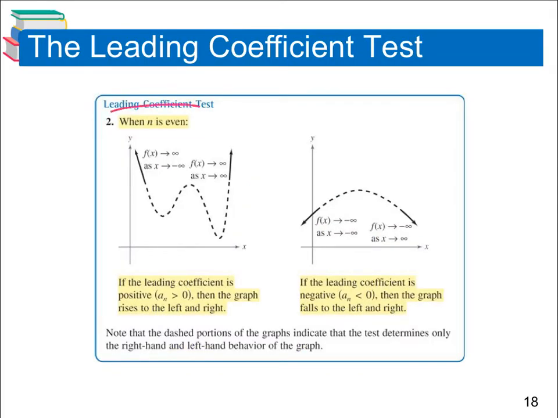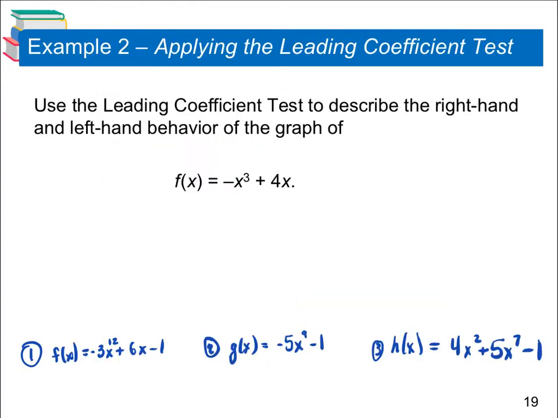When n, the highest exponent, is even, then you know that the direction of the arrows is the same. If it's a positive leading coefficient, they're both going up, so they're both rising. If it's a negative coefficient, then they're both falling. Okay? So let's look at the examples that I wrote down here.